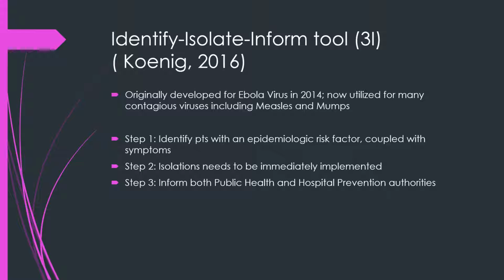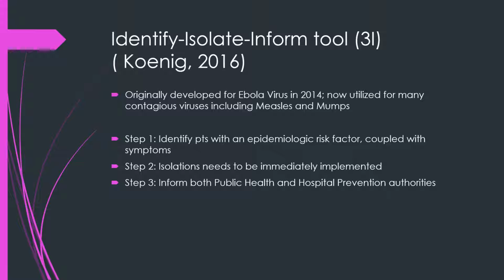A study that I did look at developed this type of prevention control tool to be utilized within their clinic. This tool is called the Identify, Isolate, Inform tool, the 3I. It was originally developed for the Ebola virus in 2014, but now it is utilized for many contagious viruses, including measles and mumps. So, step one would be to identify patients with a risk factor coupled with symptoms.